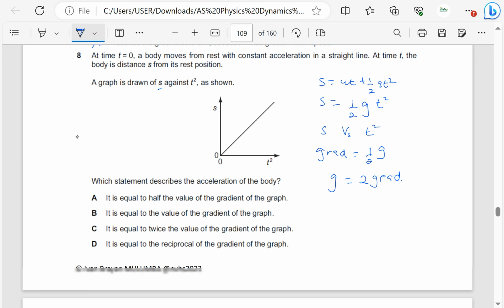So which statement describes the acceleration of the body? It is equal to half the value of the gradient of the graph. That's not true. It is actually twice. It is equal to the value of the gradient of the graph. That is not true. It is equal to twice the value of the gradient of the graph. So the answer is going to be C.